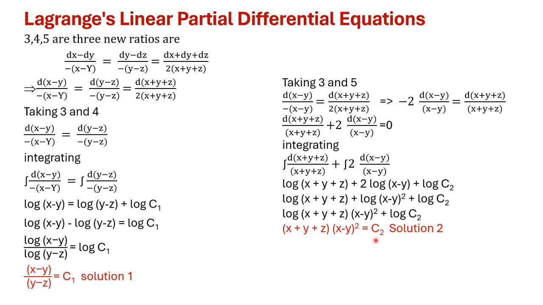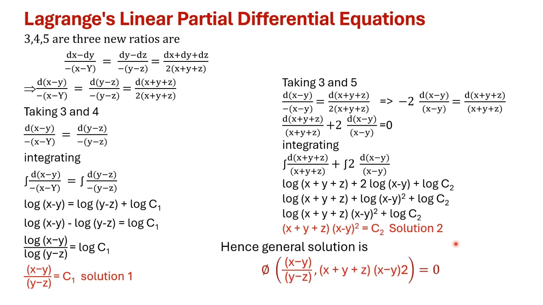So the general solution will be phi of solution 1, which is (x − y)/(y − z), comma, and solution 2, which is (x + y + z) into (x − y) whole square.